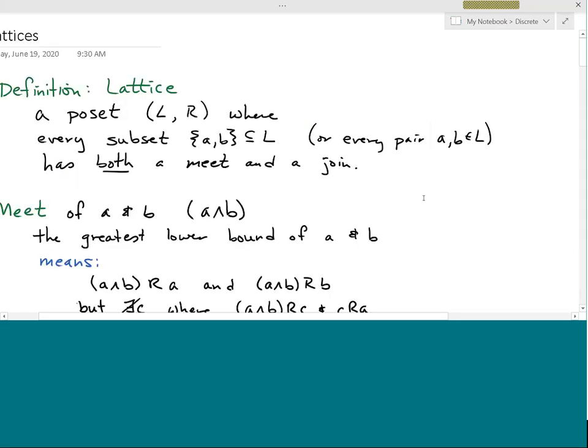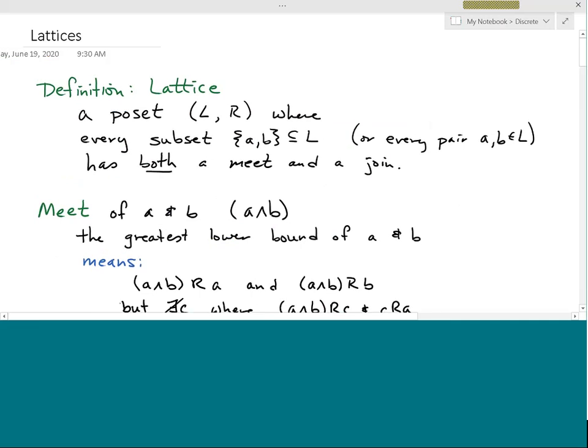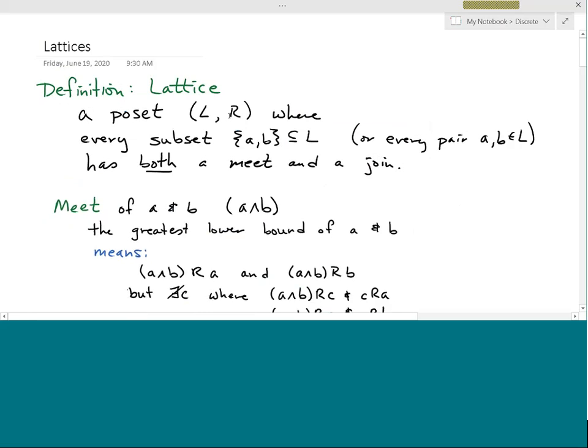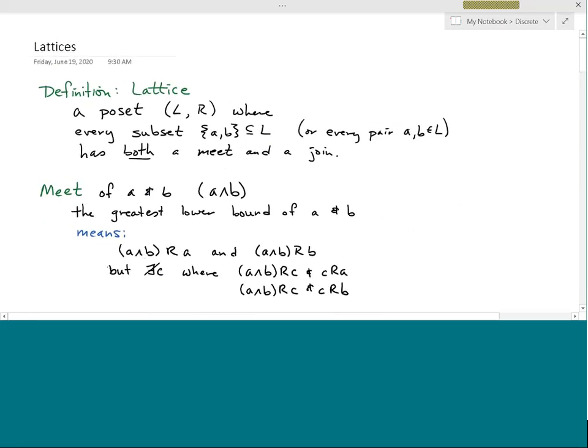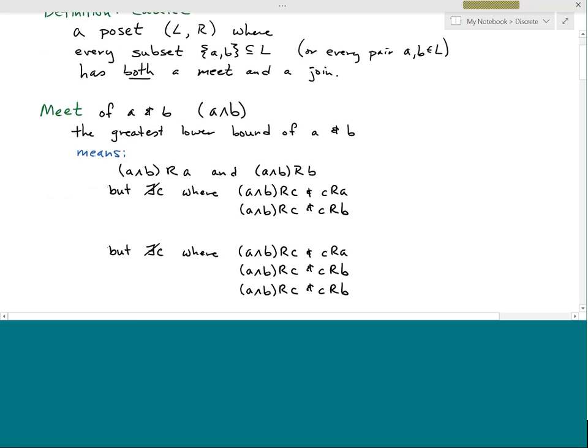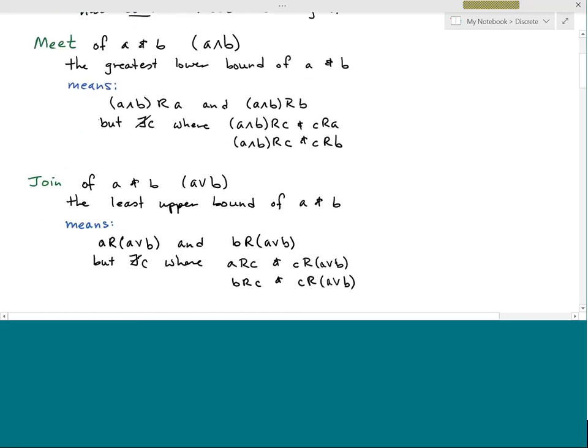All right, so the definition of a lattice: it is a poset, so you've got your building set. With lattices, you typically use L instead of A, but you can still use the same building set. And you have here R, your relation, where every pair from your building set L has both a meet and a join. Well, this, of course, begs the question of what's a meet and what's a join. So we're going to need to define both a meet and a join.